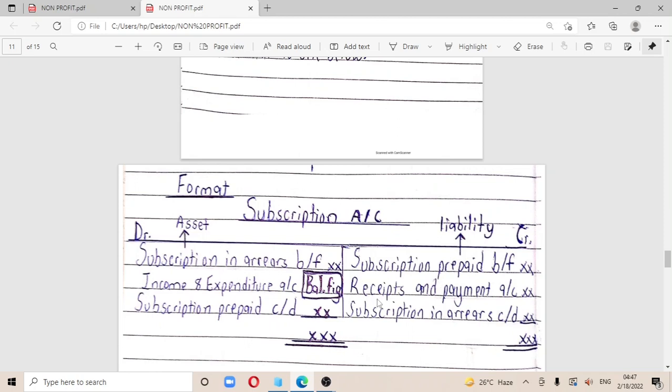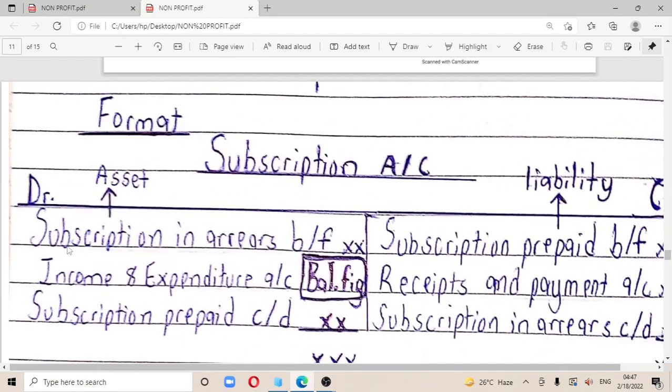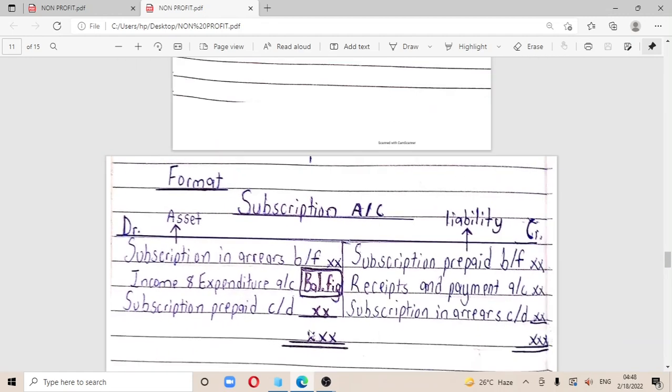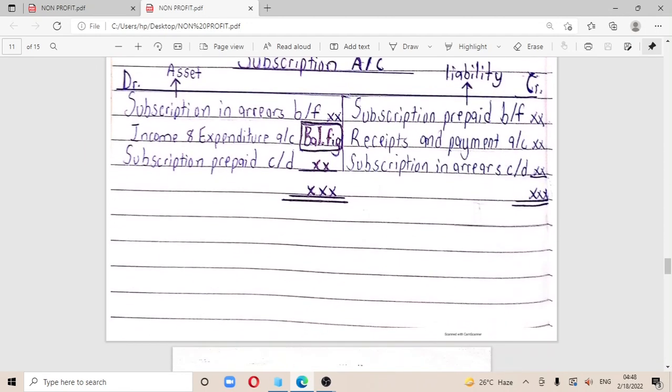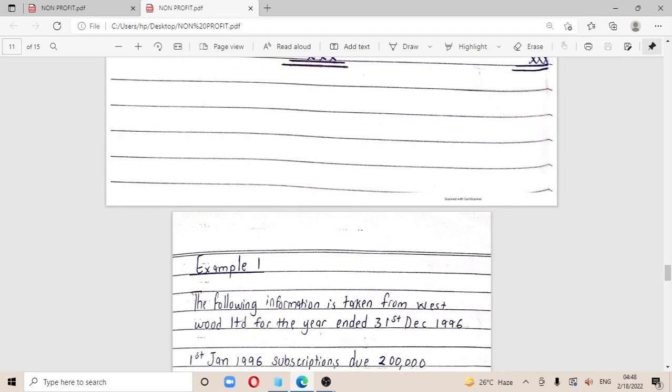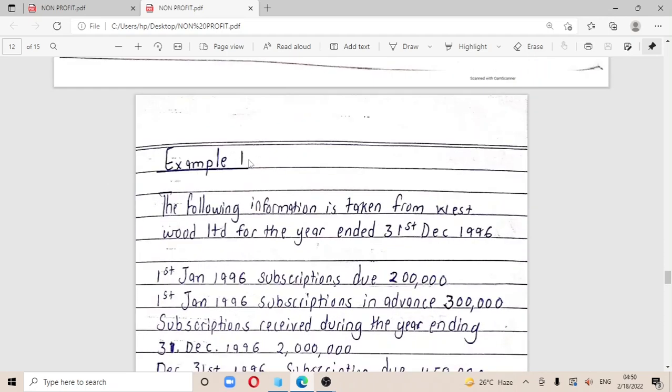So when we have payments during the year, it will be the receipts and payments account, which we put here. Now the balancing figure here is going to be the income and expenditure account, which is this. After doing that, you add up the total and they will equal. The debit side will equal the credit side. This balancing figure is the figure you take to the income and expenditure account.